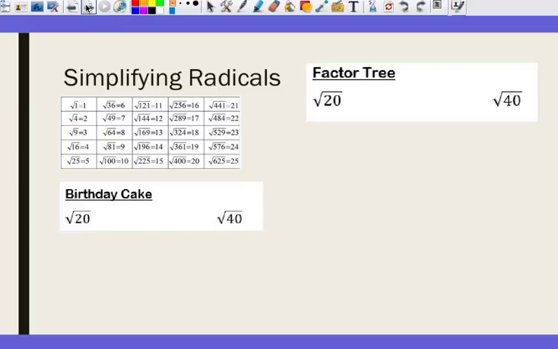There's more than 2 ways, but I'm going to show you 2 different ways to simplify radicals. Then we can have a contest. You can beat me. Simplifying radicals, so far I'm undefeated.